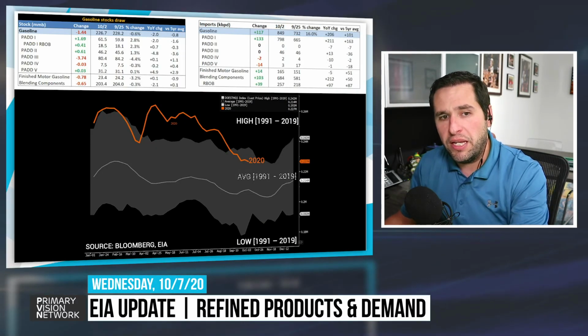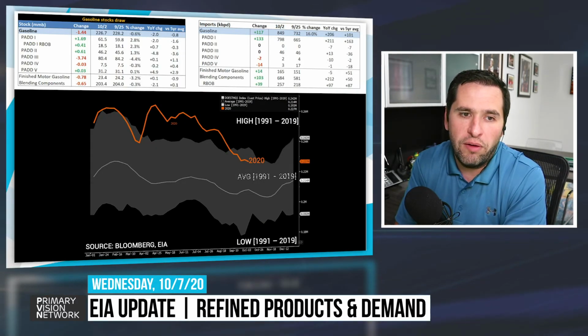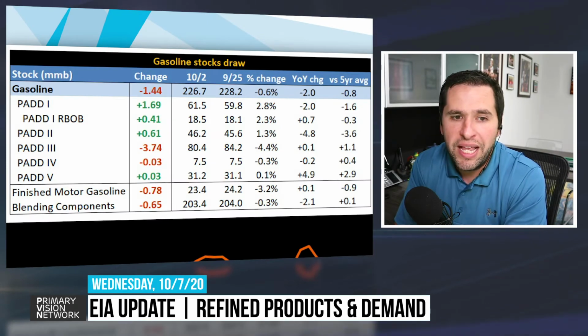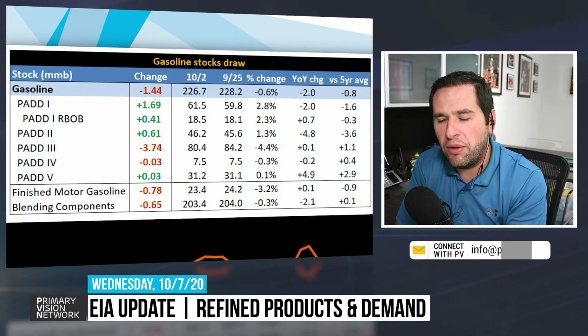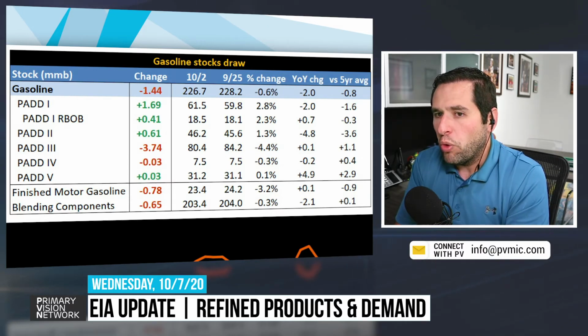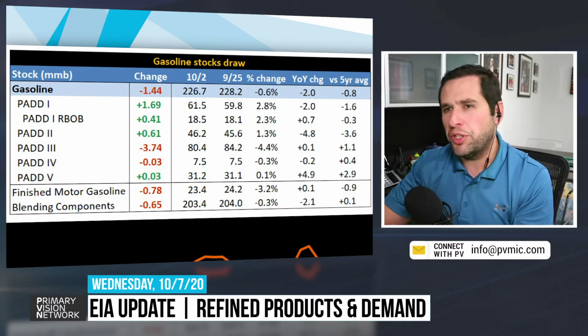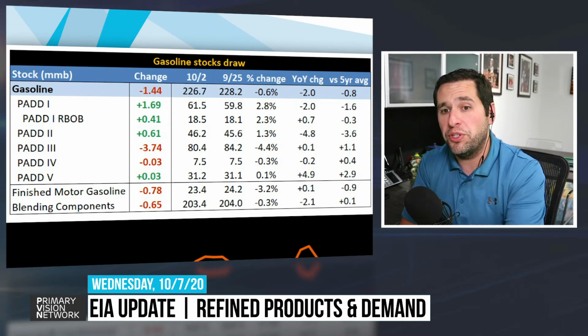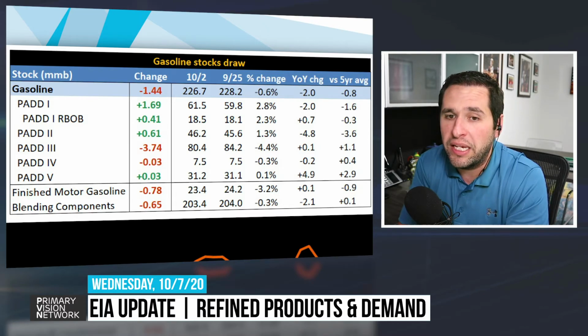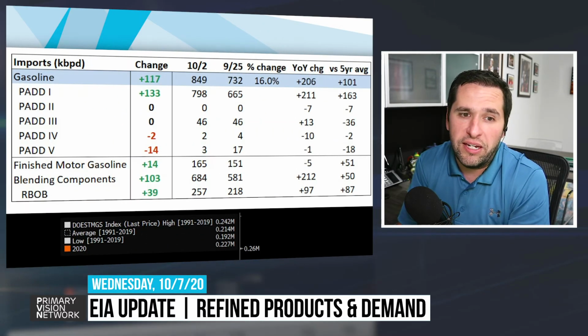Now, pivoting a minute into gasoline, we had a draw of about 1.5 million barrels, and you can see it was really driven by PADD 3. The one thing that we talked about last week, we were bullish, even though some of the data was skewed. Some people were saying that imports were going to fall. We still saw a big increase in imports, and you can see that we did have a big spike in imports of gasoline into PADD 1.